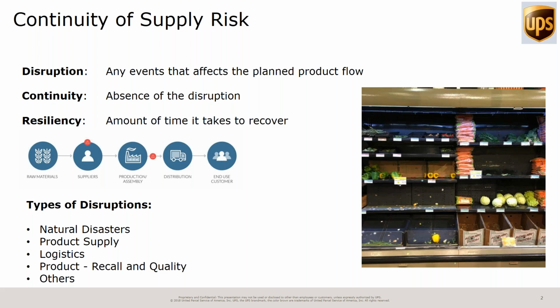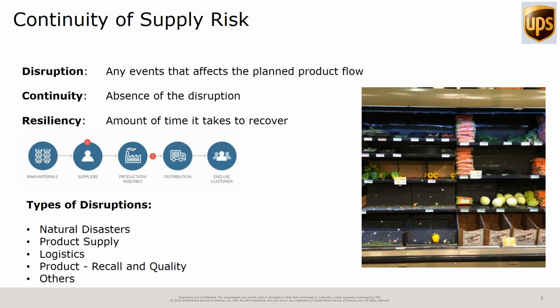And then continuity is absence of that disruption. And resiliency is the amount of time it takes to recover. So in terms of thinking about continuity of supply risk, it's about how well you are equipped in terms of your supply chain to be not affected through the disruption, as well as mitigating the risks that arise out of the disruption. So when you think about disruption, there's several types of disruption.